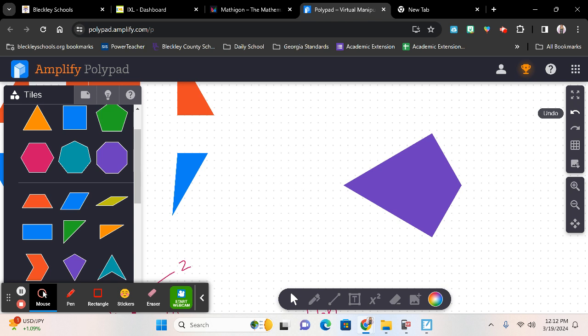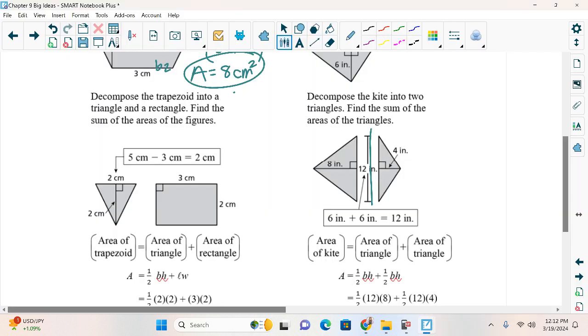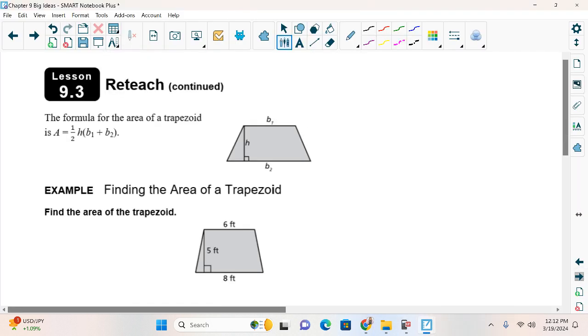Okay, so let's do some practice of these. If you turn the page, they start you off with a trapezoid. Now they give you the formula of a trapezoid, and it's right, but it's not the way I like to write it because it doesn't go with my song. So I would mark this out so we don't get confused, and we're going to rewrite the formula the way the song sings it.